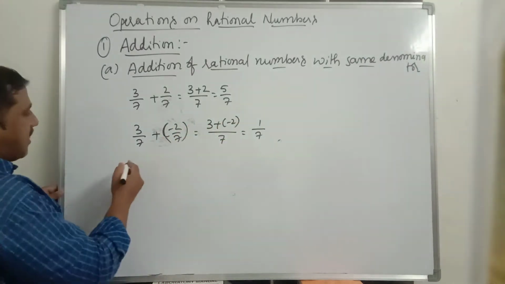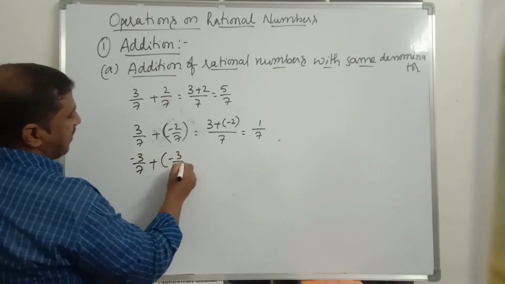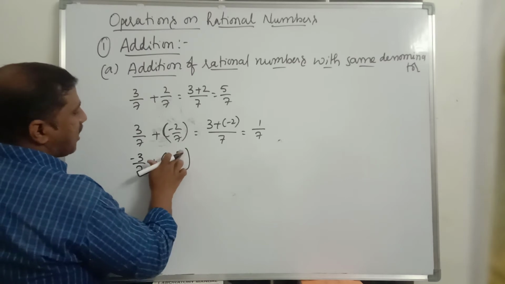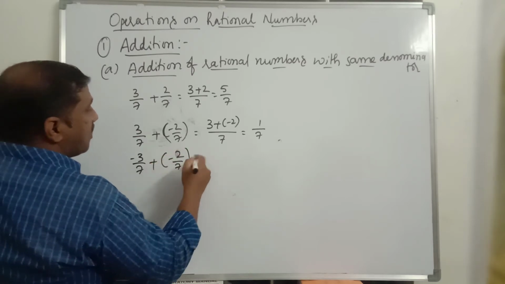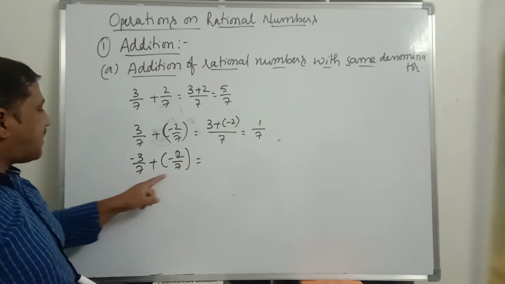Now we will discuss minus 3 by 7 plus minus 2 by 7. We are adding two negative integers. How do we add two negative rational numbers with the same denominator?